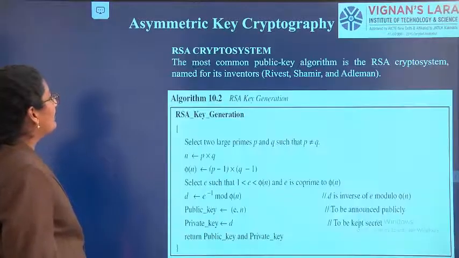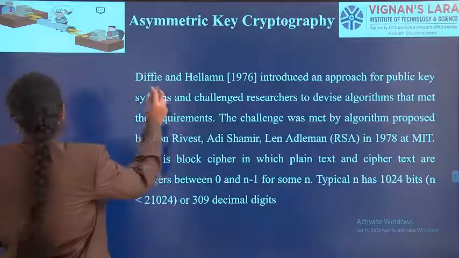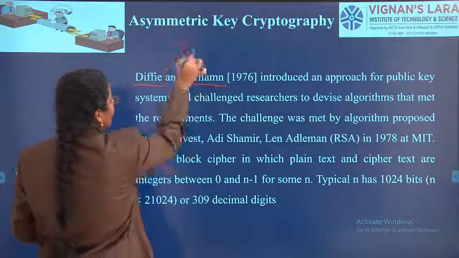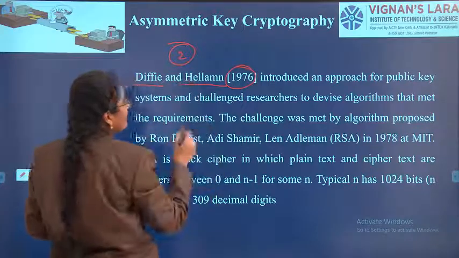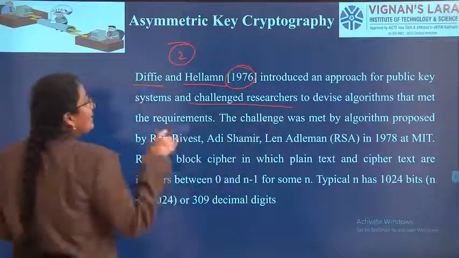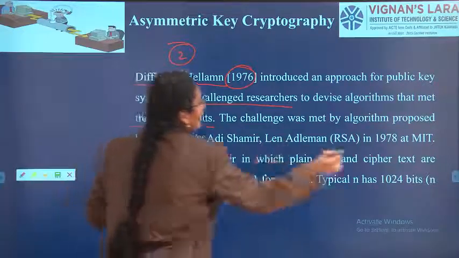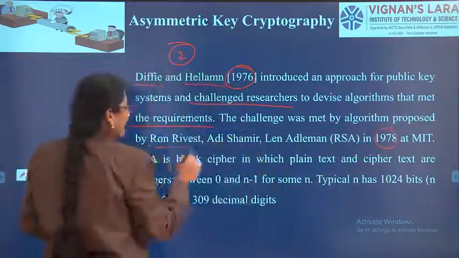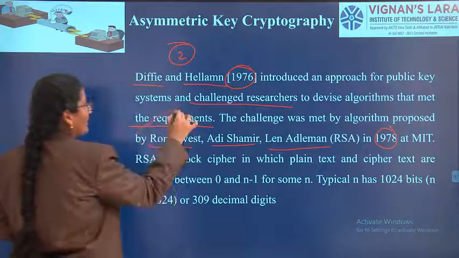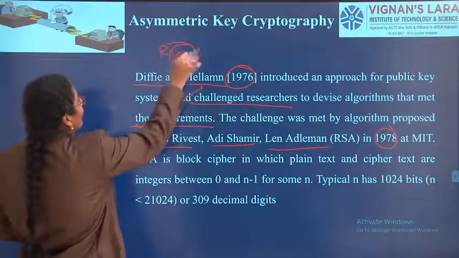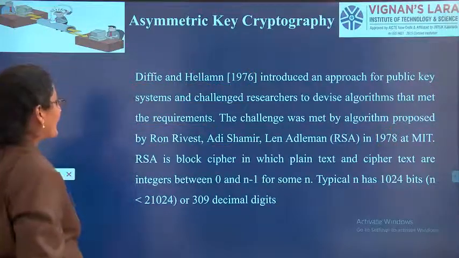See once again, Diffie and Hellman are the two persons. In 1976, they challenged the researchers to find an algorithm to meet the requirements. In 1978, these three people, Rivest, Shamir and Adleman, fulfilled the challenge, and they came up with RSA.